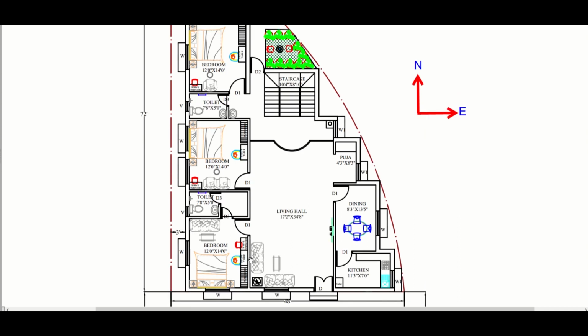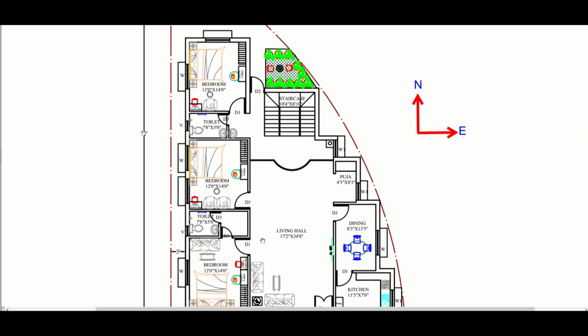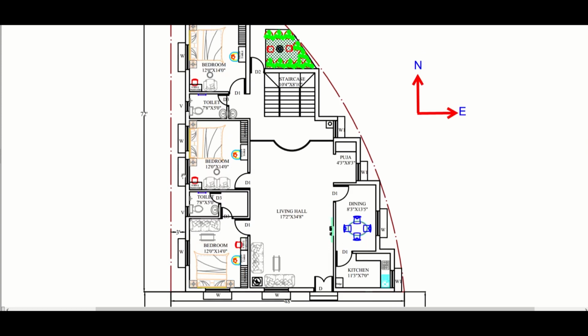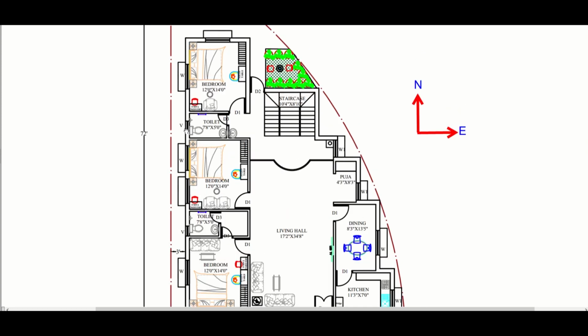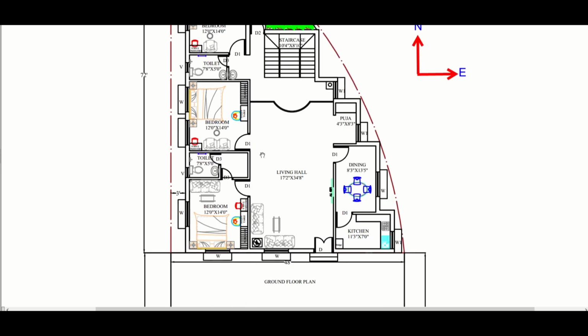You can see the window placement also. Sufficient consideration has been given for ventilation. You can see two windows in this bedroom, and in this bedroom also we have two windows, and all the toilets have ventilators. We have also kept a door here so that a person can do some gardening here. Now let us move forward to our first floor plan.